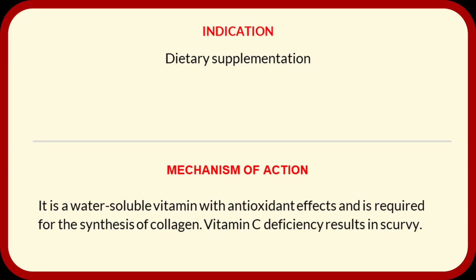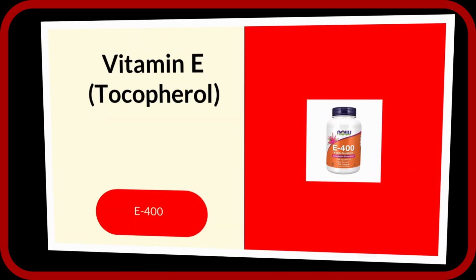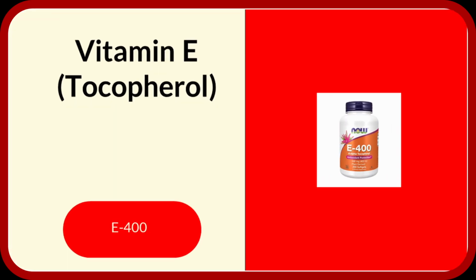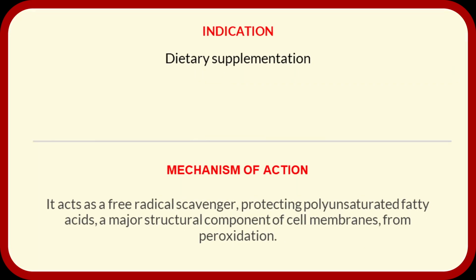Vitamin C deficiency results in scurvy. Vitamin E, tocopherol, with the brand name E400, is used for dietary supplementation. It acts as a free radical scavenger, protecting polyunsaturated fatty acids, a major structural component of cell membranes, from peroxidation.